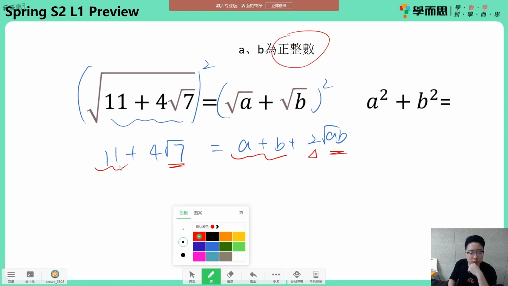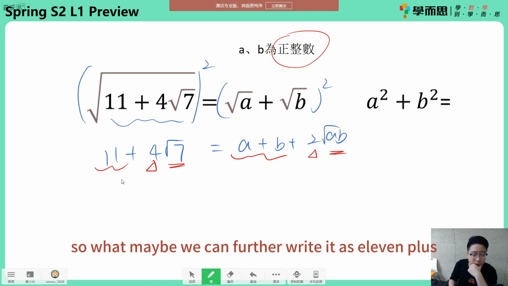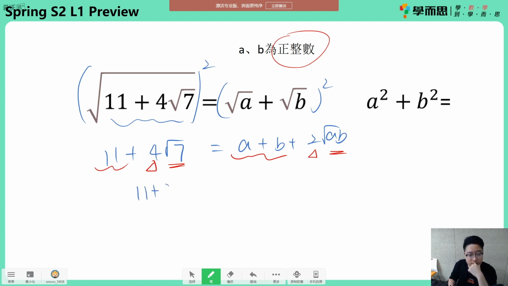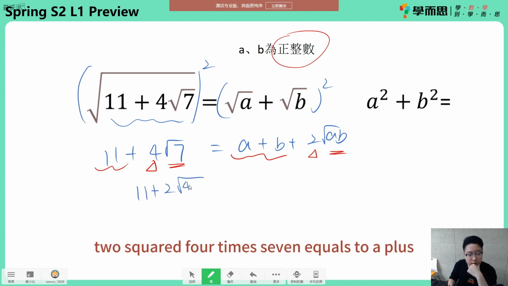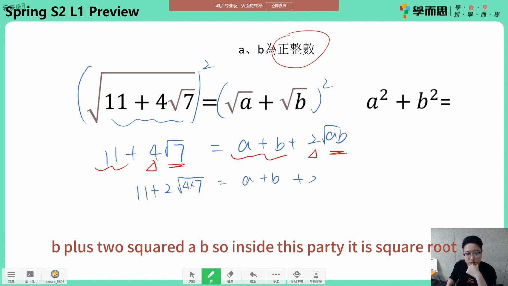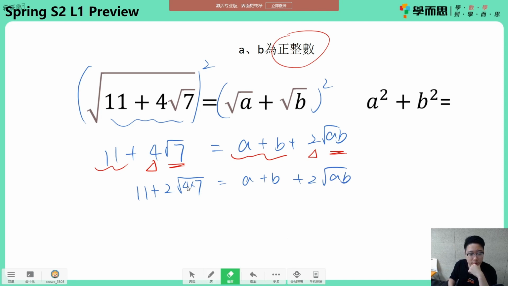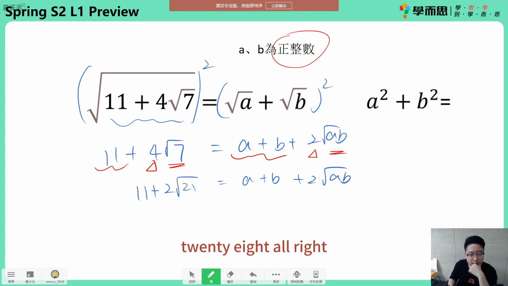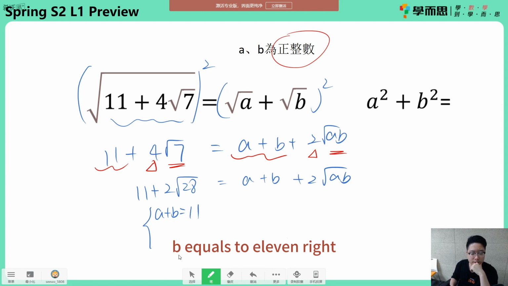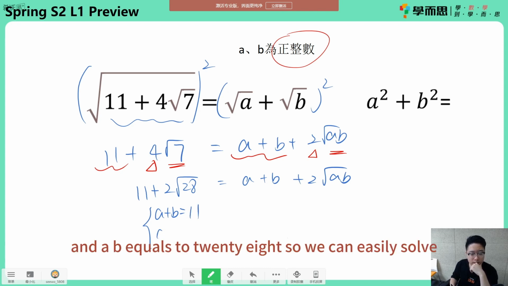So the coefficients here are different. So maybe we can further write it as 11 plus 2 square root 4 times 7 equals a plus b plus 2 square root ab. So inside this part it is square root 28. All right. So now we know a plus b equals 11, right? And ab equals 28.